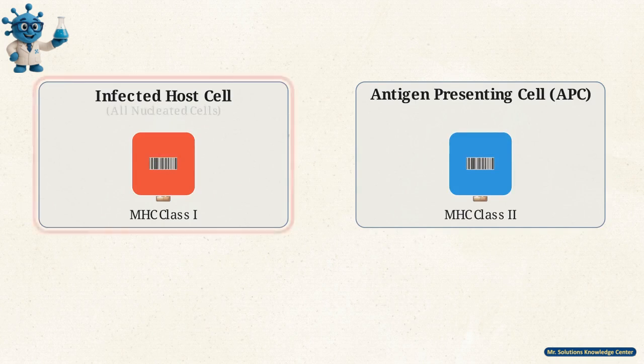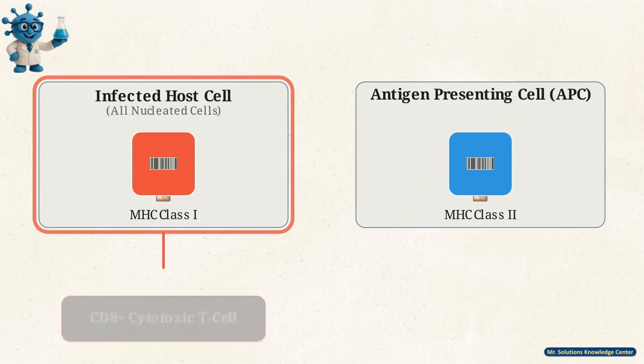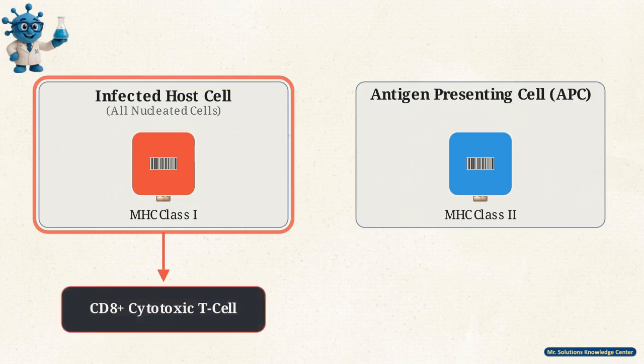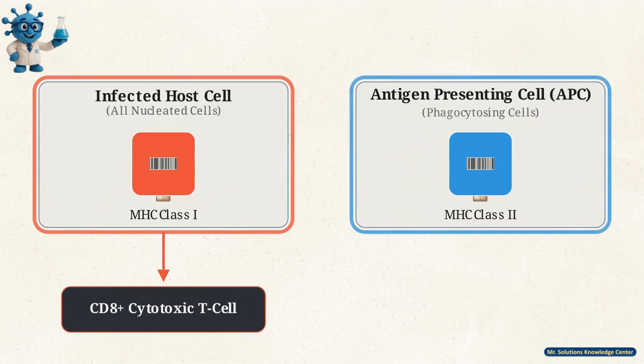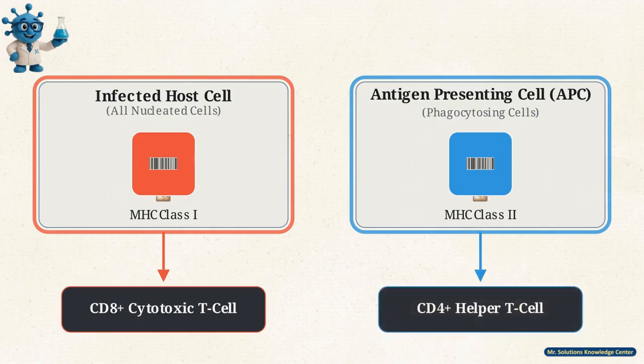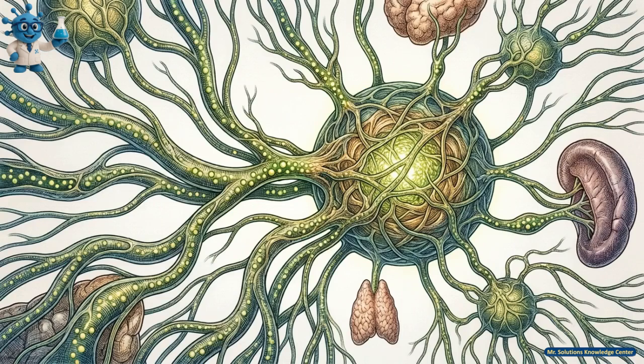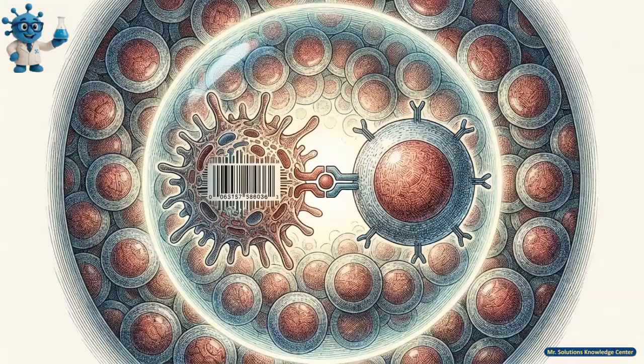MHC class I molecules are found on all nucleated cells. They flag internal infections within host cells, the altered self state, to CD8-positive T cells. MHC class II molecules are found only on antigen-presenting cells and are used to present phagocytosed external pathogens to CD4-positive T cells. These cells physically migrate to secondary lymphoid organs, like the lymph nodes or spleen, to find the specific T cell that matches the antigen, initiating the adaptive response.